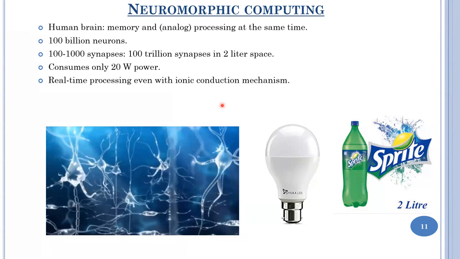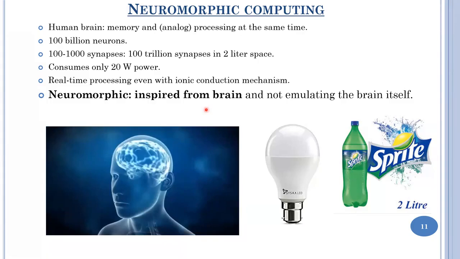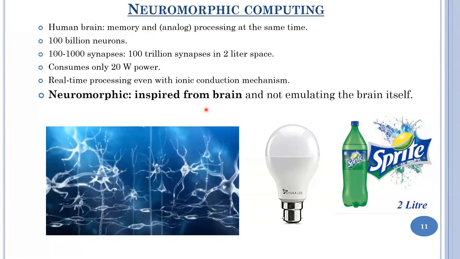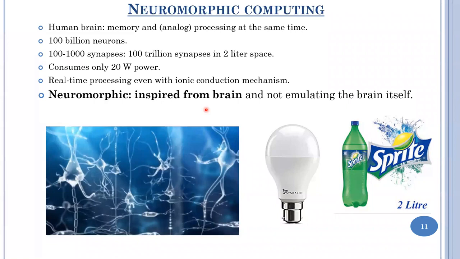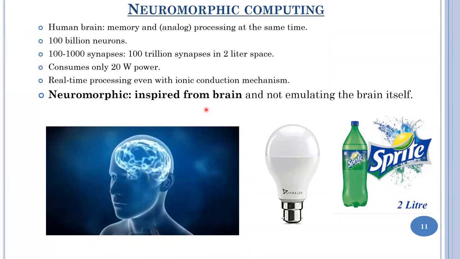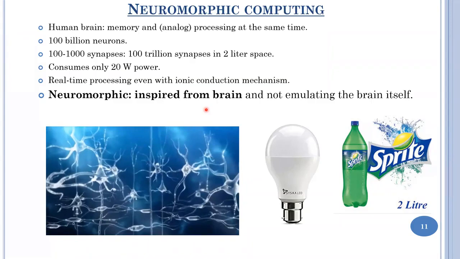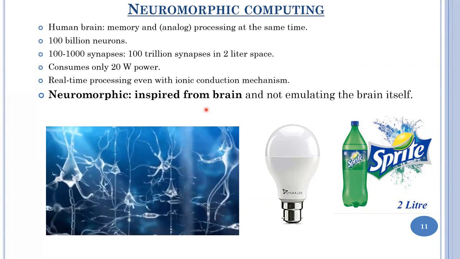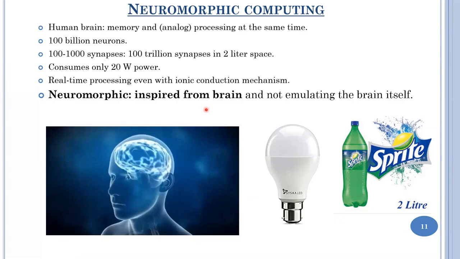So what exactly is neuromorphic computing? How will you classify anything as neuromorphic? Neuromorphic simply means it is inspired by the brain. People take inspiration from the principles of biology, or how the brains of several organisms work, based on their responses like olfactory response or vision, and then try to design VLSI circuits, systems or devices which can mimic those things. So it's mimicking some principles of the brain and not emulating the brain itself.